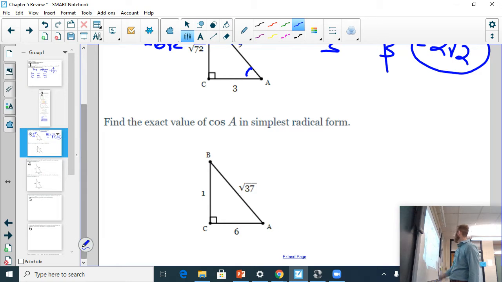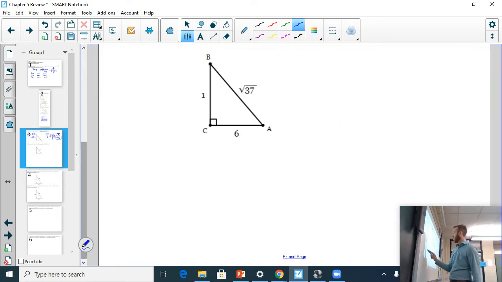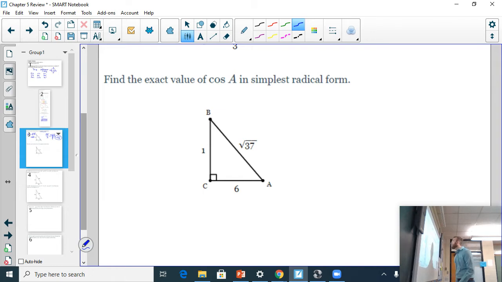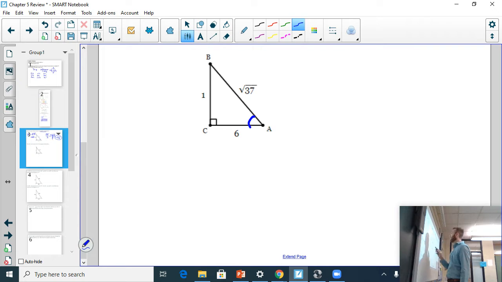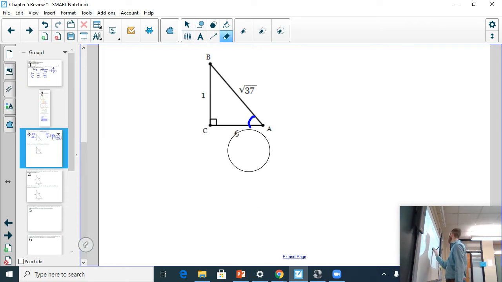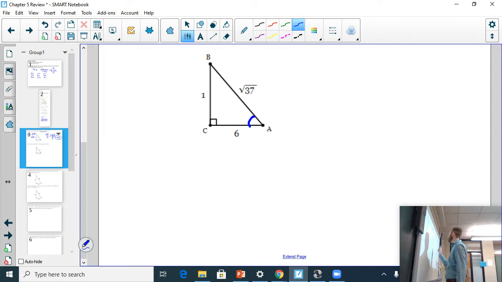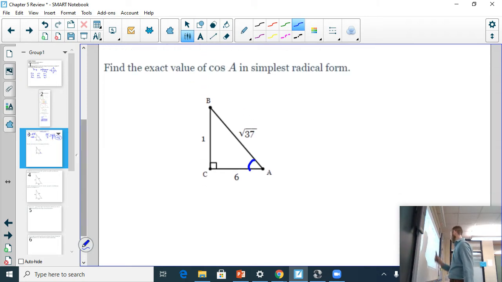So now find the exact value of cosine of A in simplest radical form. So we're looking at, was I looking at the right angle up here? It's at A, yep. So we're looking at A again, luckily enough. Be careful though. If it tells you you're looking at B, then you have to be looking up at B, right? So cosine of A in simplest radical form, cosine is SOHCAHTOA, adjacent over hypotenuse. So that's 6 over the square root of 37.